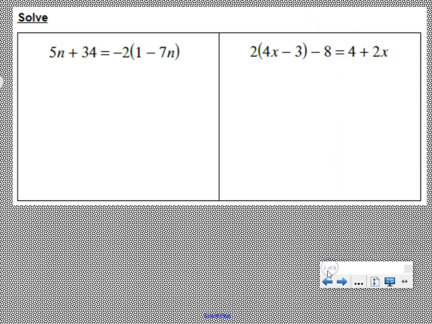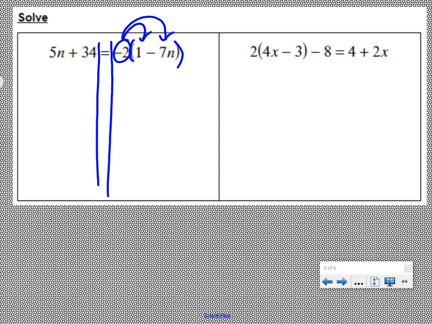Solve, just some practice solving. So for the first one, we have parentheses, which means we have distribution. So we take the -2 and distribute it. -2 times 1 is -2. -2 times -7n is positive 14n. Combine like terms. We don't have any like terms to combine, so we get our variables to one side. I like to move the smaller one because then I don't have to work with negatives, so 5n is smaller than 14n. So I'm going to move 5n by doing minus 5n on both sides.